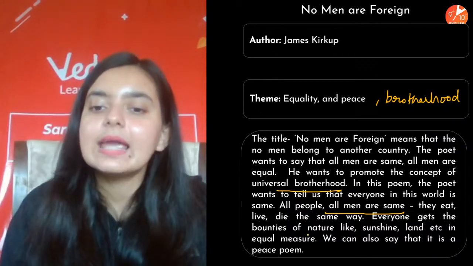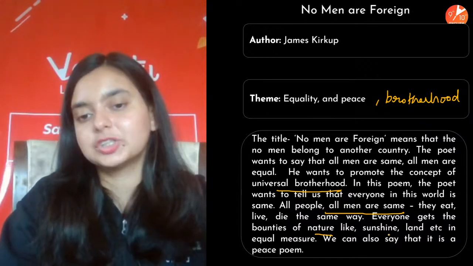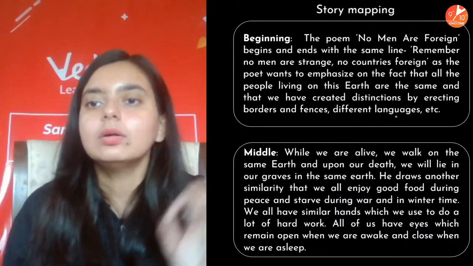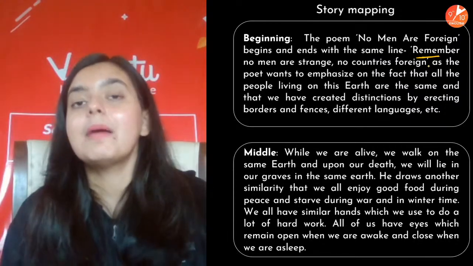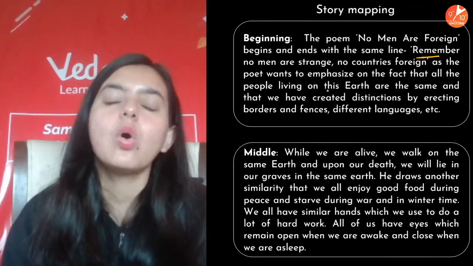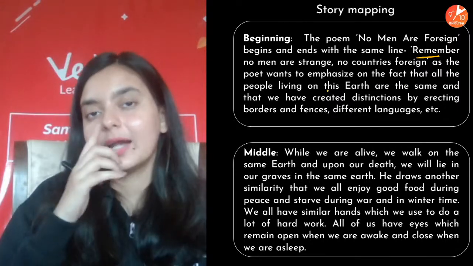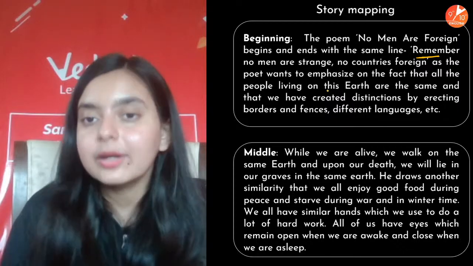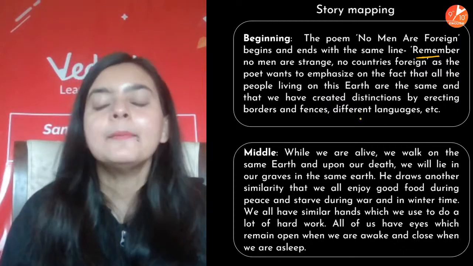Everyone gets the same bounties of nature like sunshine, land in equal measure. So he's constantly adding this word "remember." Remember has been repeated to emphasize the fact that all the people living on the earth are the same. And what we are doing is creating boundaries. So we should not create any boundaries, fences, okay?